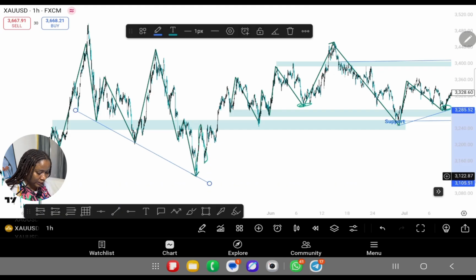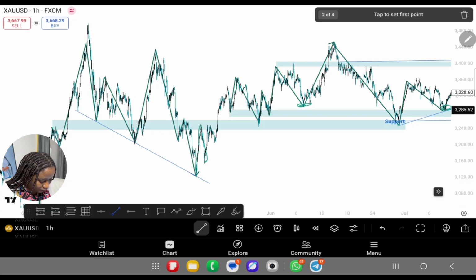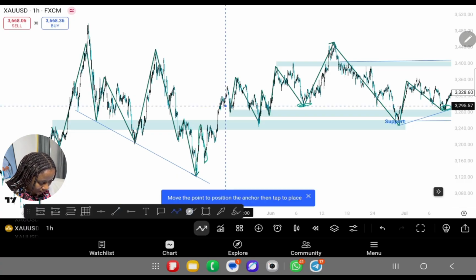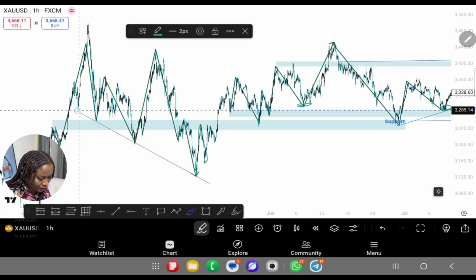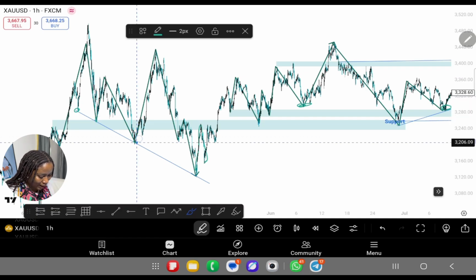Just make sure the first and the second is confirmed. So imagine here, you know that once this area is touched, buyers always step in. What will you do? Once you've noticed first, second, you wait for the third touch. Once the third touch comes, you join the buyers and you buy.